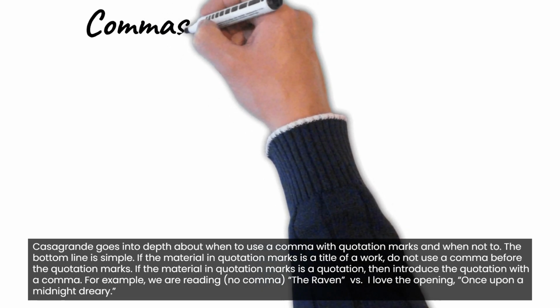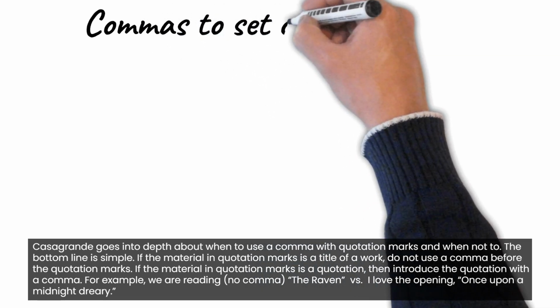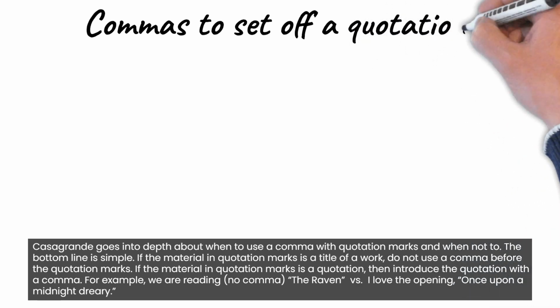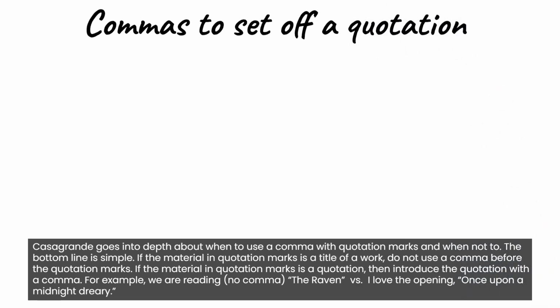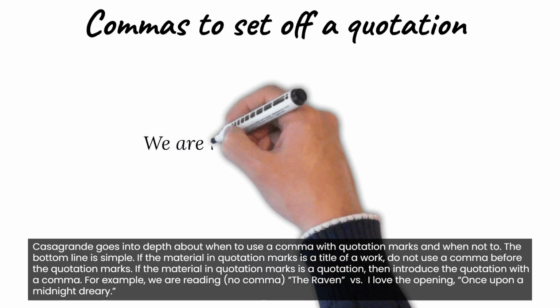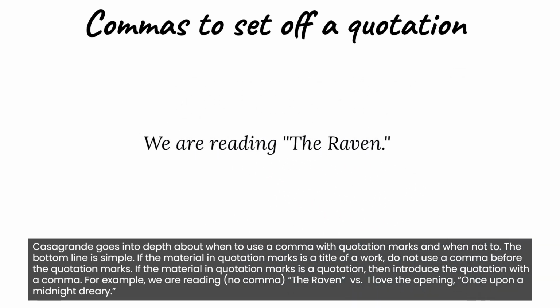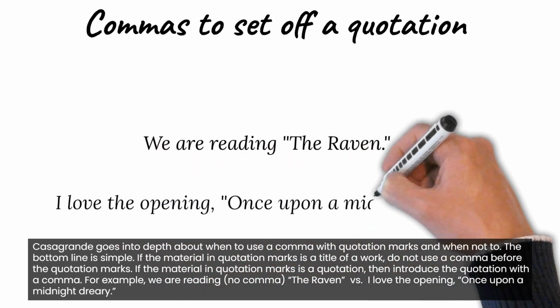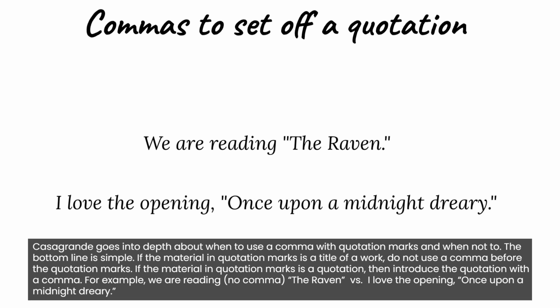Casagrande goes into depth about when to use a comma with quotation marks and when not to. The bottom line is simple. If the material in quotation marks is the title of a work, do not use a comma before the quotation marks. If the material in quotation marks is a quotation, then introduce the quotation with a comma. For example, "We are reading The Raven," versus "I love the opening, "Once Upon a Midnight Dreary.""